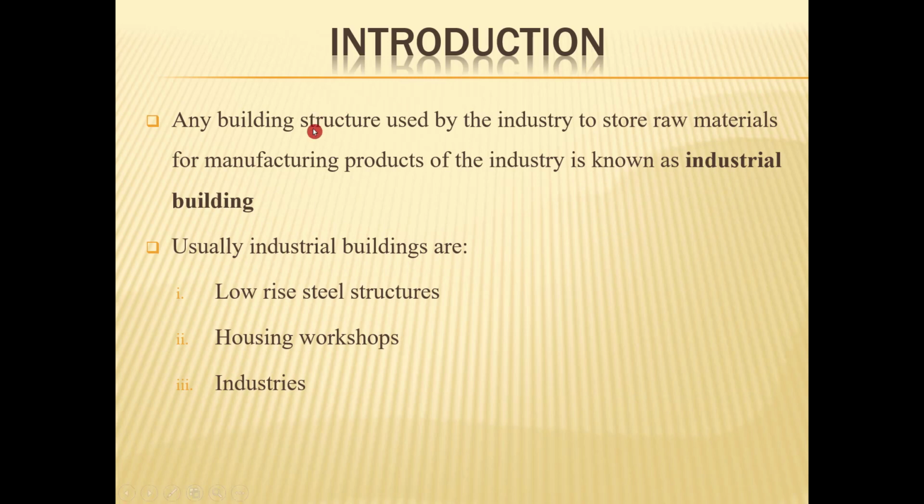and as the introduction, we have any building structure used by the industry to store raw materials for manufacturing products of the industry. So it's like they're storing some materials which is used by the industry for making any product, and those are called the industrial building. Generally, the industrial buildings are classified into low-rise steel structures, which have a very small height, one-story buildings, housing workshops, and also the big industries.